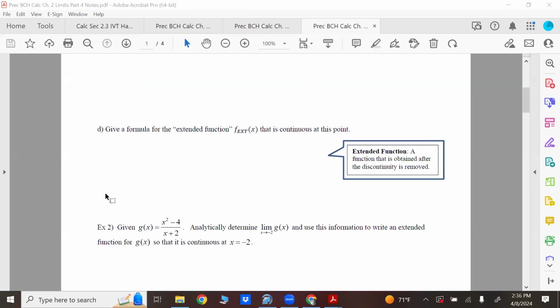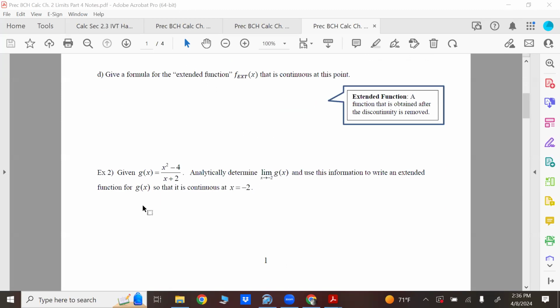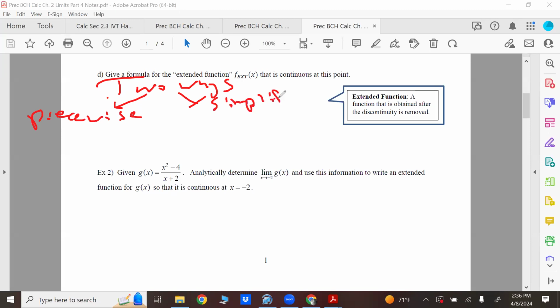Okay. And then part D, this is a new one. Write an extended function so that it is continuous. You could do it two ways: as a piecewise function or as a simplified function. If you do it as a piecewise, you would write like this. First of all, we're going to write "ext" to indicate it's an extended function. So basically, you're extending the function to make it continuous.